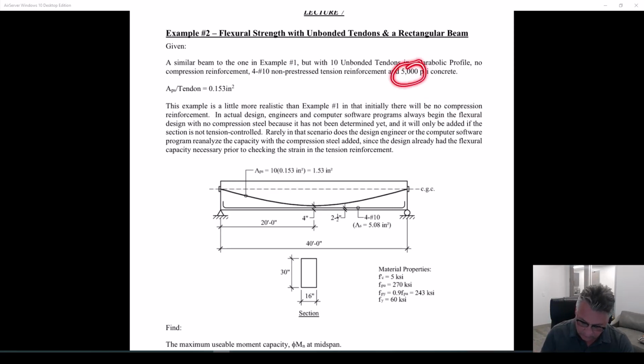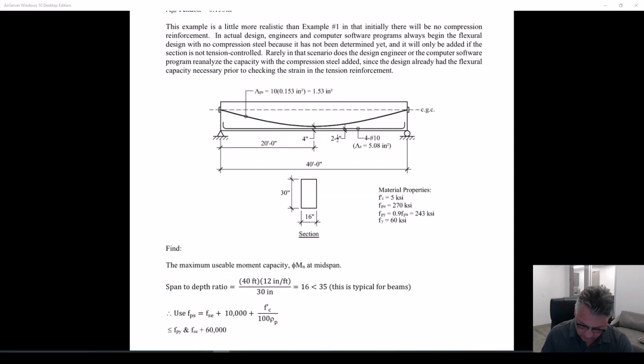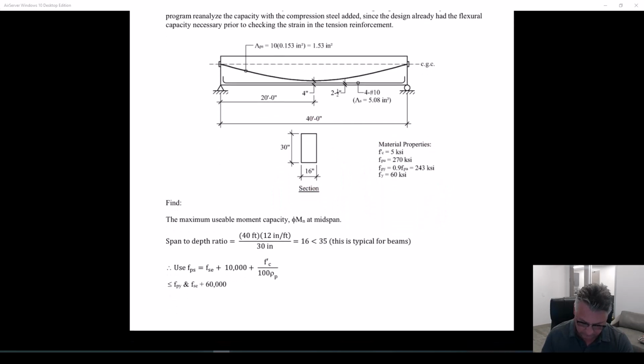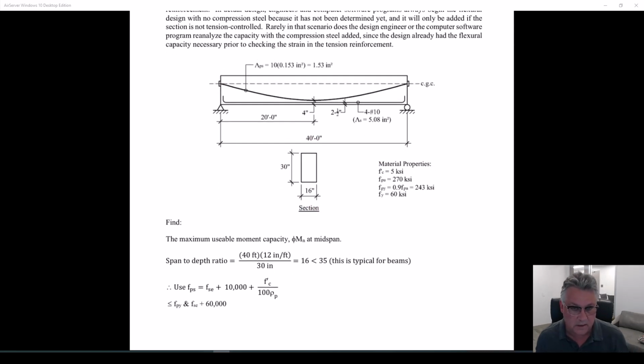So, 5,000 psi concrete. This is the same section that we had before. Same material properties. But we have unbonded tendons now. So let's calculate at midspan the maximum usable moment capacity, phi Mn. Calculate the span to depth ratio. This comes up when we get to multiple spans.